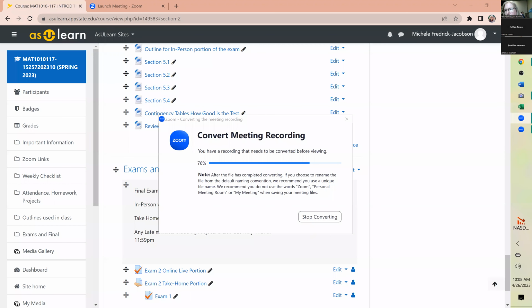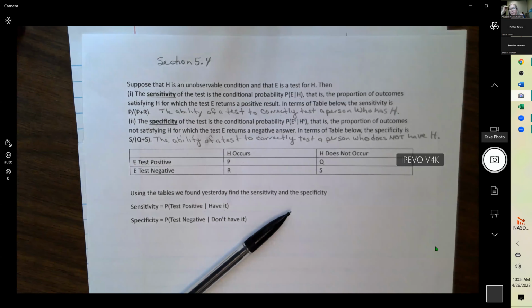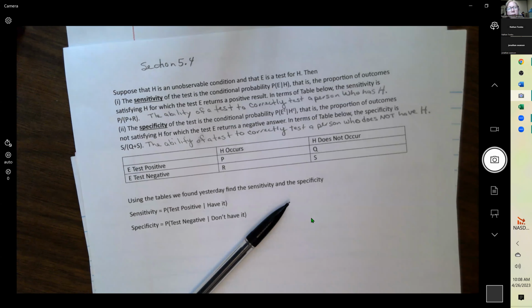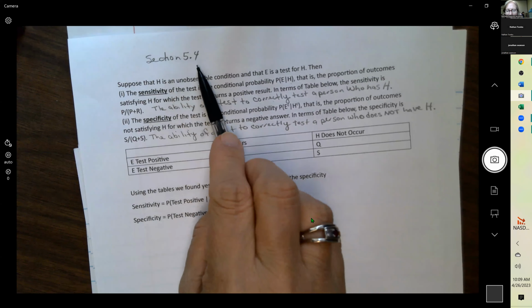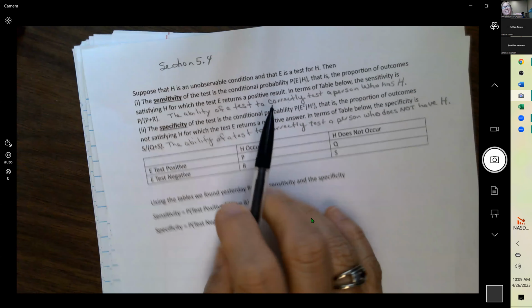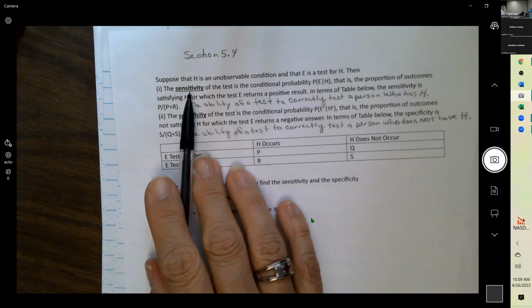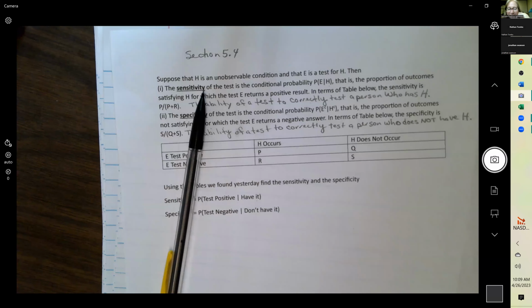Why did it do that? There we go. I don't know what happened. Maybe because I had it open for a while. Can you see the screen marked section 5.4? Yeah. Okay. Don't know why it shut off, but anyways. Feels like Monday. We are recording, right? Yeah, I reset it.